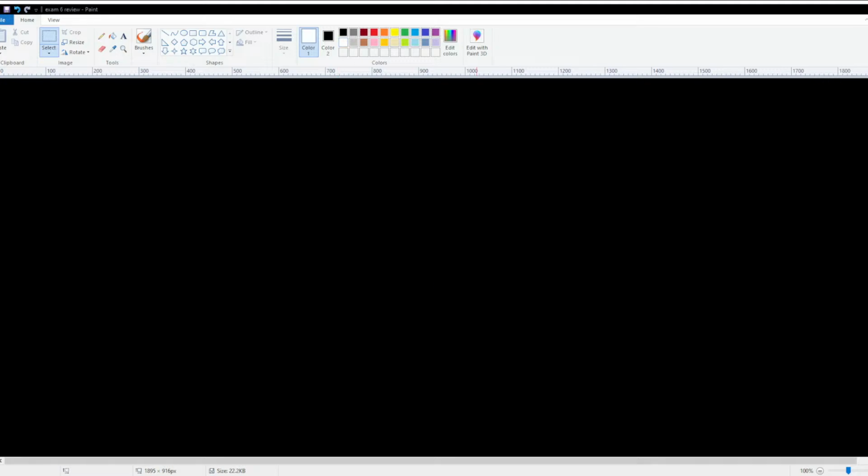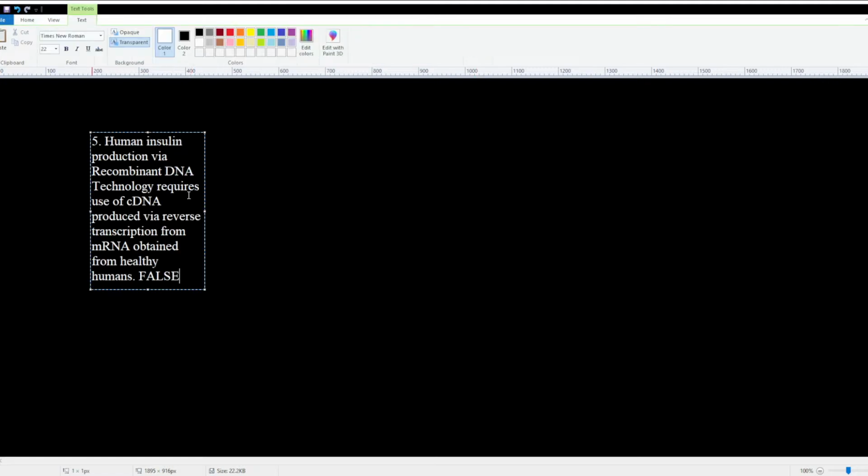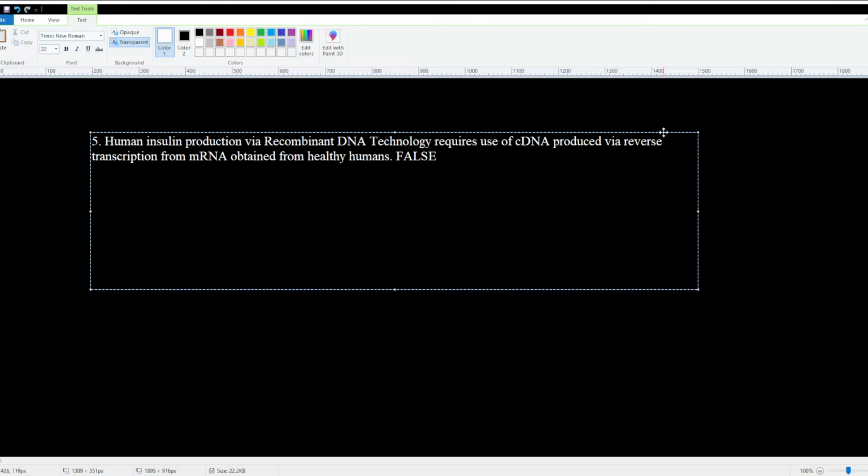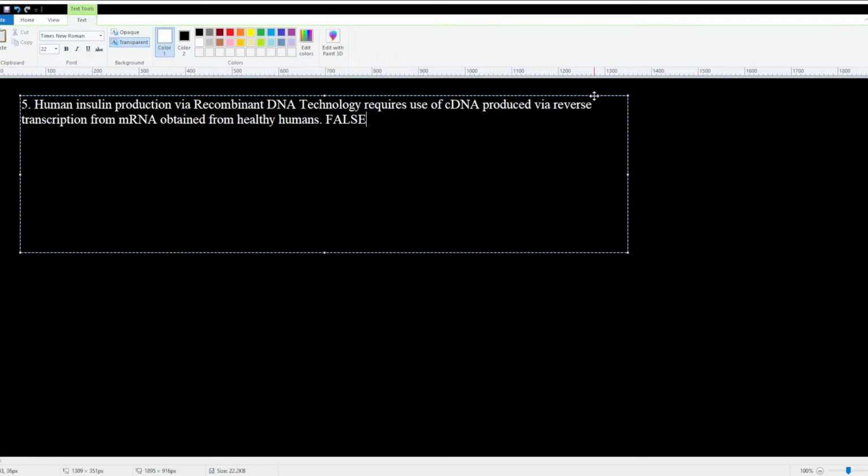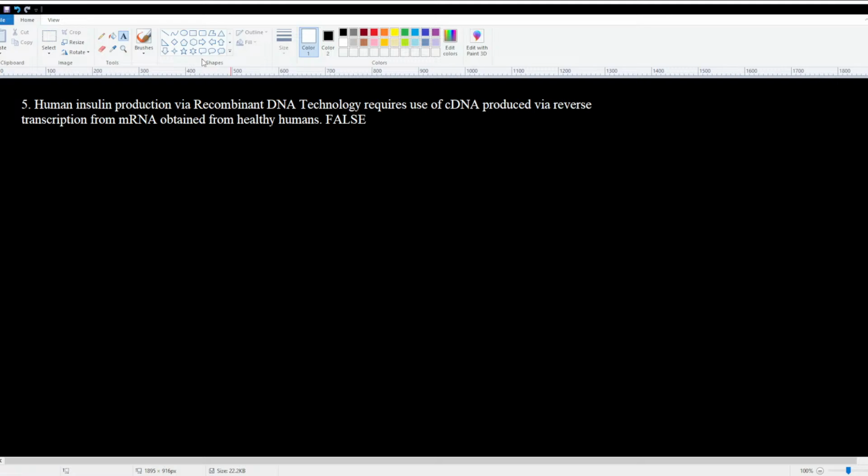So number five, I think number five was just given to you for free because this is kind of an unfair question. But here's how I answered it. Even if you don't know what a cDNA is or how recombinant DNA technology works, you can still answer this question pretty simply. Human insulin production via recombinant DNA technology requires the use of cDNA produced via reverse transcription from mRNA obtained from healthy humans.